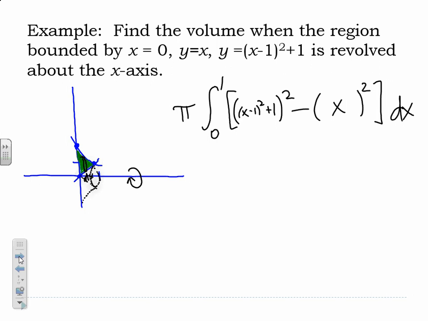Are you getting something? 1.53. Can you change that to a fraction for me, please? 23/15. Okay, so April is getting 23/15 for the integral without the pi. So then we can just multiply by the pi. That is how I would want you to get your answer if you're using your calculator.